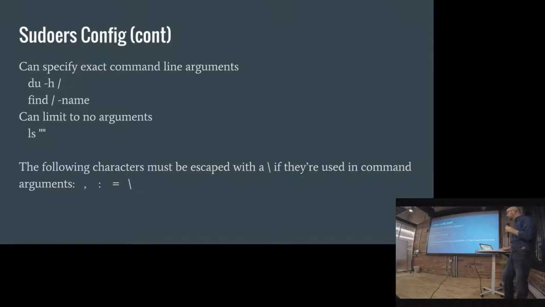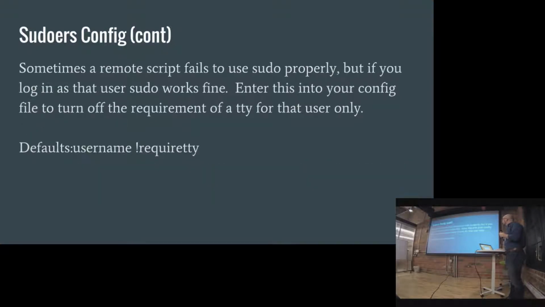There are certain special characters which are different in your sudoers file than in lots of other files, so they're notated there at the bottom. You just have to escape them if you want to put those in your sudoers file. There's also some weird bug that I ran into. Sometimes your remote script fails because it doesn't have an interactive session, and you are wondering why you can run the sudo commands yourself but not remotely. This is why, so you just need to go into the file and change this information.